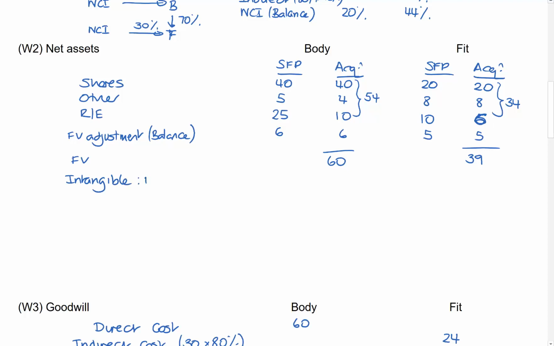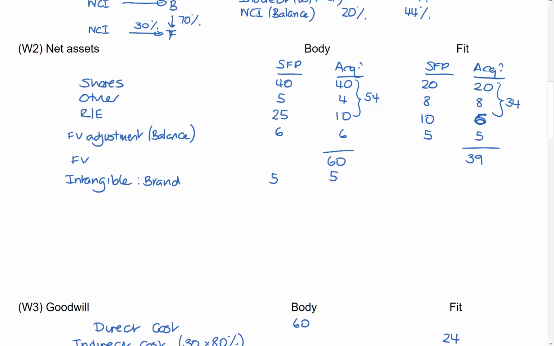Intangible, brand. How much is that? 5 million and 5 million. It says the valuation of the trade names is not included in the fair value of the net assets of Body. The group policy is to amortize intangible assets over 10 years.